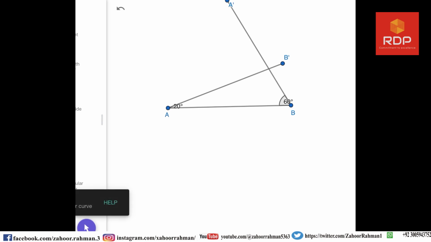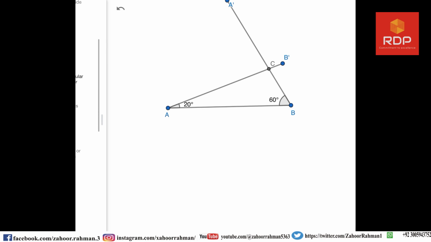So let us first connect this line with this line and this line with this line. Wherever they are intersecting each other, we have to call that another point, and we labeled it as C. You can see that now this is 20 degree and this is the 60 degree. We have to measure the C angle.